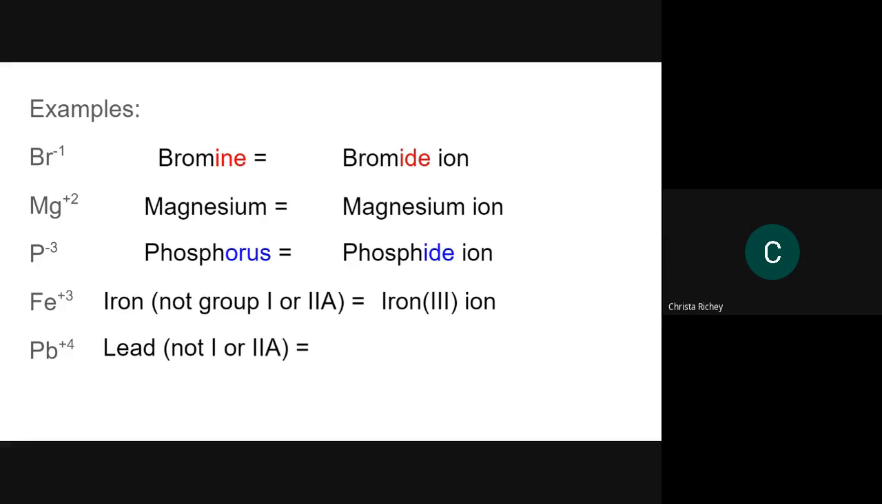Lead. Lead needs a Roman numeral. How do you write 4? Well, it's an I and a V, and that is its ion. I do have the one, got a few more.